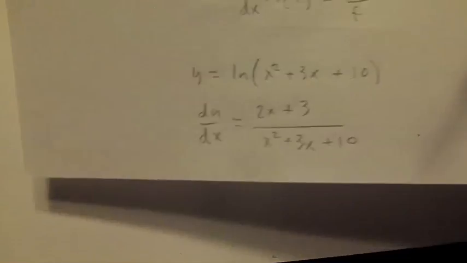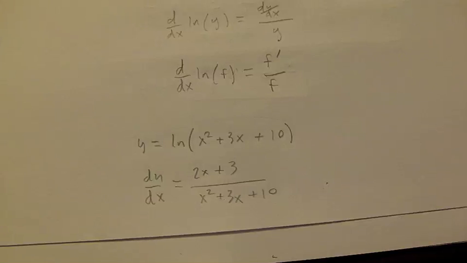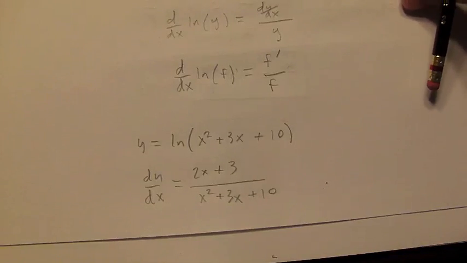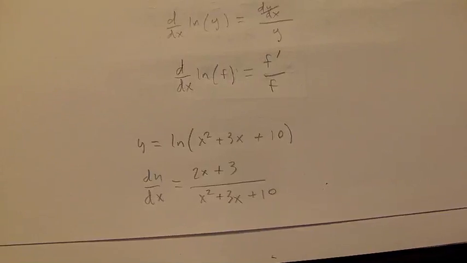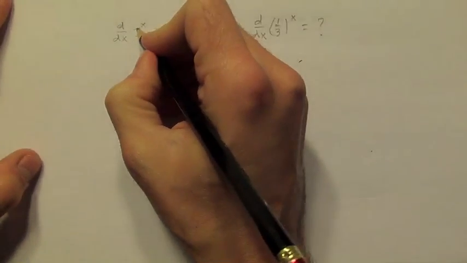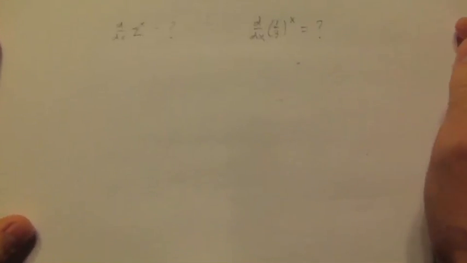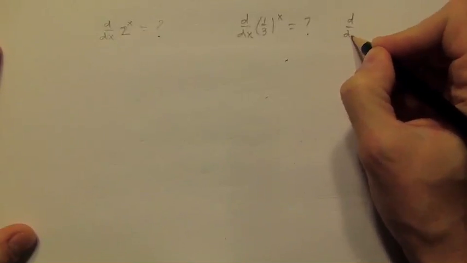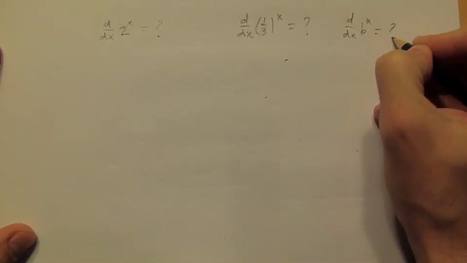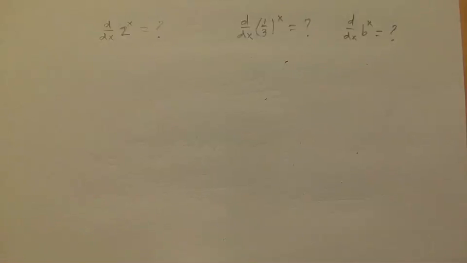Okay, now that we have this, we can actually start looking at furthering both of these rules, the exponential rule and the logarithmic rule, ln, to any base that we might want. Okay, so let's take a look at that. So here's the natural question. If the derivative of e to the x is itself, what about the derivative of 2 to the x? Or, say, 1/3 to the x? Or, more generally, b to the x. Any b.